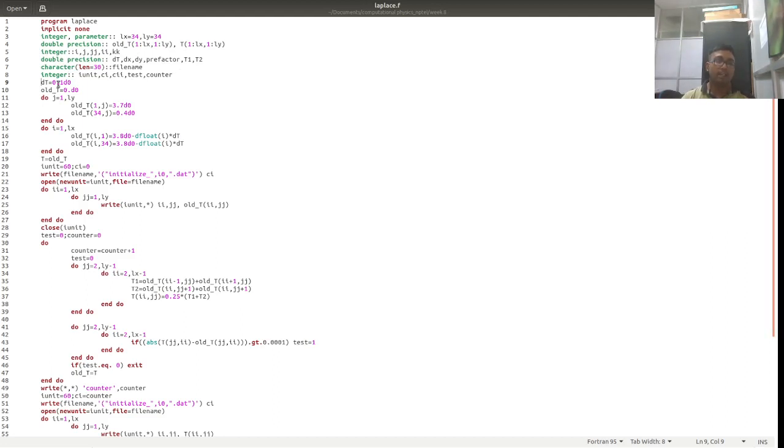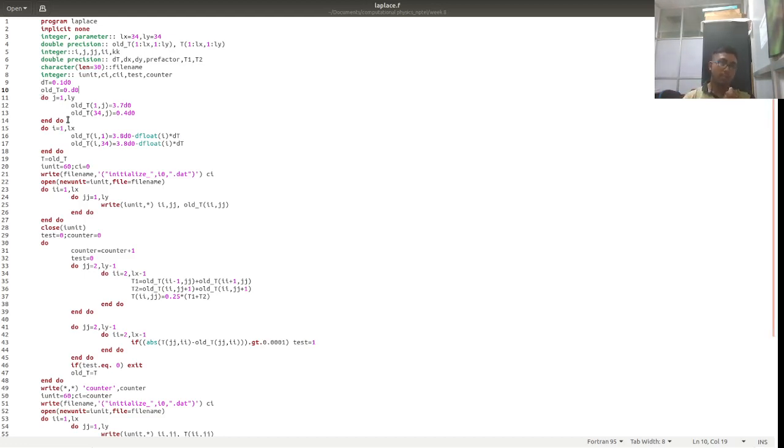So I have assigned the dt, the increment in the temperature, to be 0.1, and old t is initially given to be 0. Now all of the elements in the old t array are assigned a 0 value, but we have the boundary conditions. We have to implement those boundary conditions within our program.